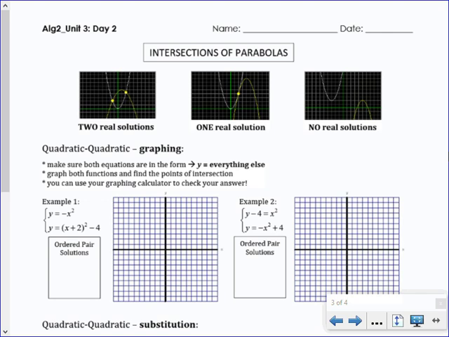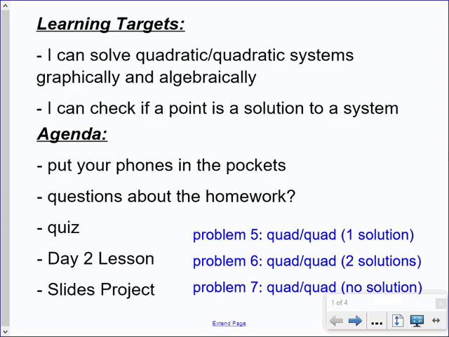When you continue working on that slide project that we started last time, your next couple of problems: problem number 1 was the example I gave you, and 2, 3, and 4 were the linear quadratic that you started last time. Problems 5, 6, and 7 are going to be the quadratic systems for 1, 2, and no solution. So at the end of this round of slides, you should have 7 problems total.